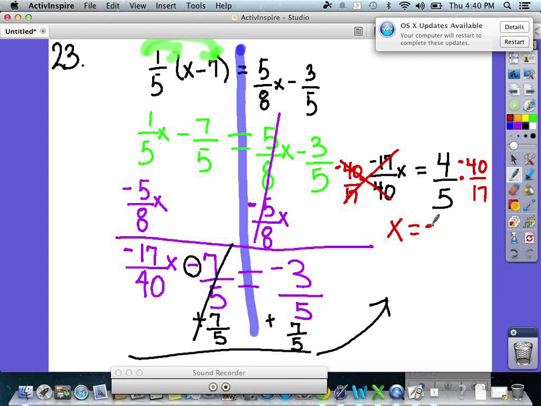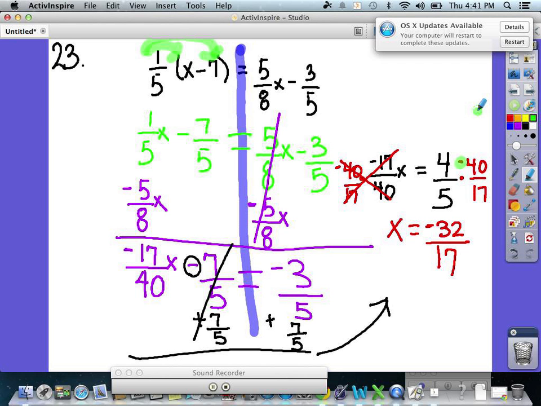Actually, it's -32 over 17. It's negative because we have a negative times a positive. Anytime we multiply a negative by a positive, our answer will be negative. And if you multiply 40 times 4, and then you multiply 5 by 17 and reduce that fraction, it will give you -32 over 17. Know how to use your calculator.